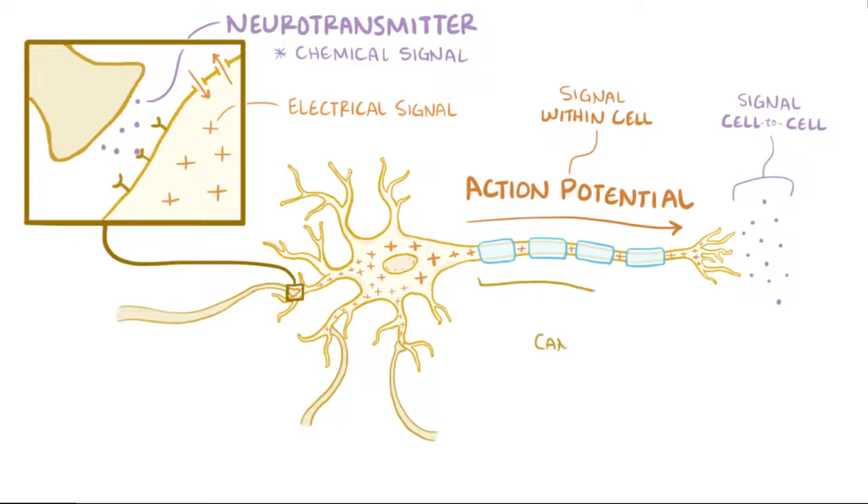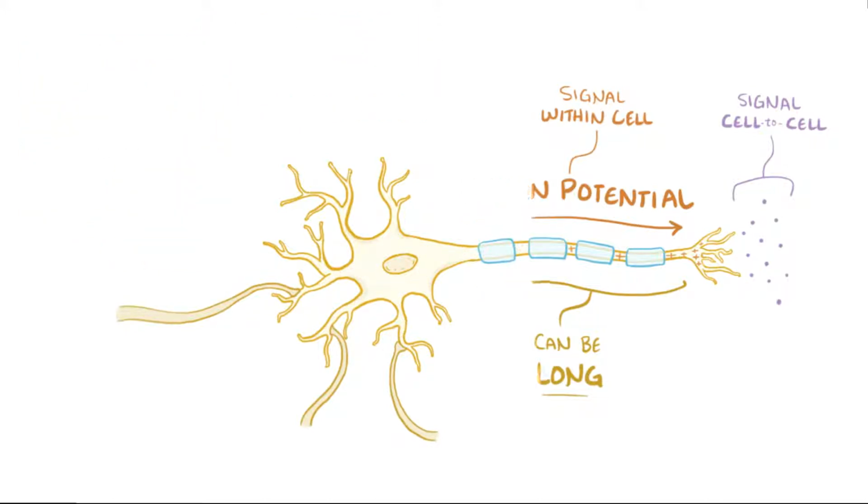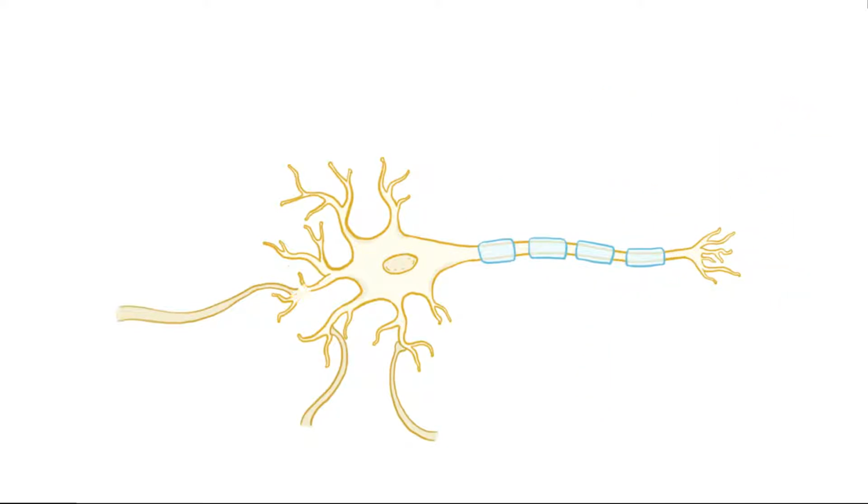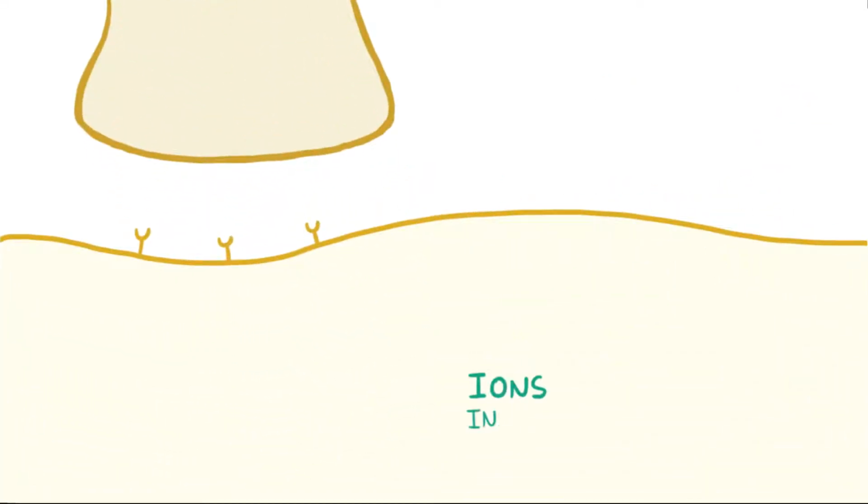Some of these neurons can be very long, especially ones that go from the spinal cord to the toes, so the movement of this electrical signal within the cell is super important. But why does a cell have an electrical charge in the first place? Well, it's based on different concentrations of ions on the inside versus the outside of the cell.